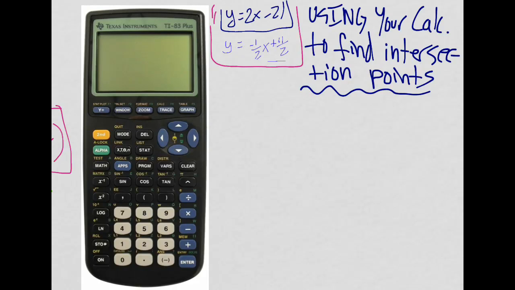Okay, so let's look at the next bit now. Next, let's say we wanted to find the intersection point on our calculator. So if it was a super ugly, messy equation and we didn't want to solve it by hand, or we just wanted to check ourselves and make sure that we were correct, what we could do is graph both equations. So in order to do that, turn your calculator on and then hit the y equals button right there.